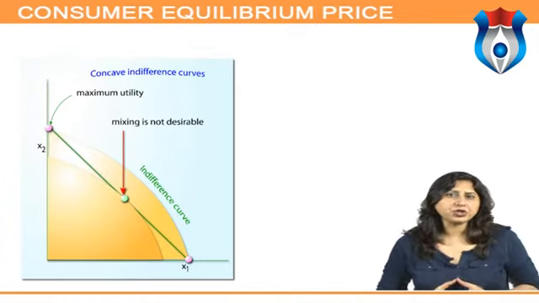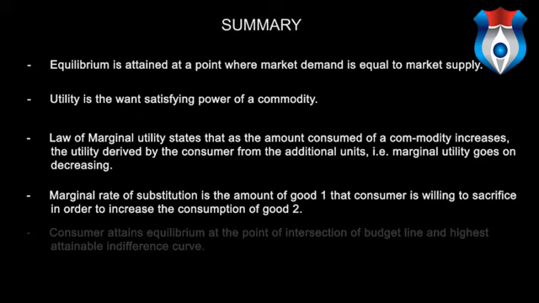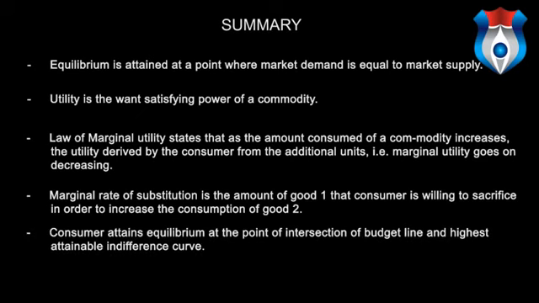Marginal rate of substitution is the amount of good 1 that the consumer is willing to sacrifice in order to increase the consumption of good 2. The consumer attains equilibrium at the point of intersection of the budget line and the highest attainable indifference curve.